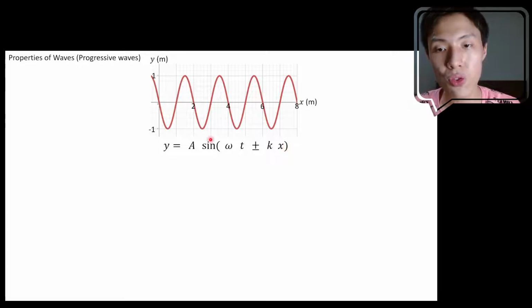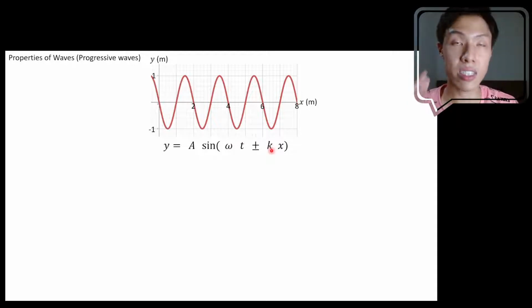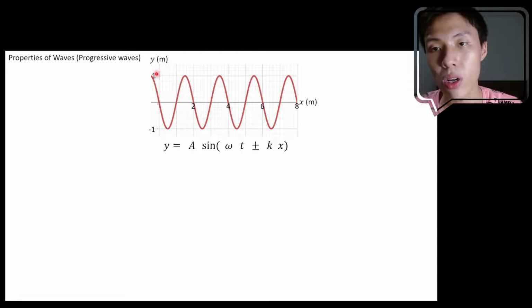What we need to do is determine the amplitude, the angular frequency, and the wave number. Once we determine these three parameters, we substitute them in, and we get the equation for the displacement of this progressive wave. Let's start with the first parameter, the amplitude. It's quite obvious from here: this is the magnitude of the maximum displacement that can be achieved, and it's 1 meter. Therefore, the amplitude is 1 meter.